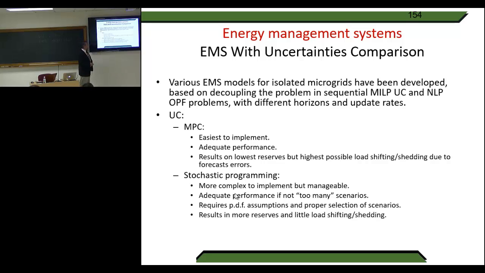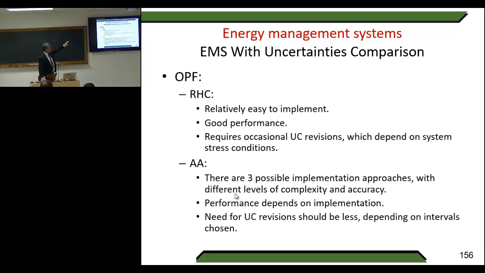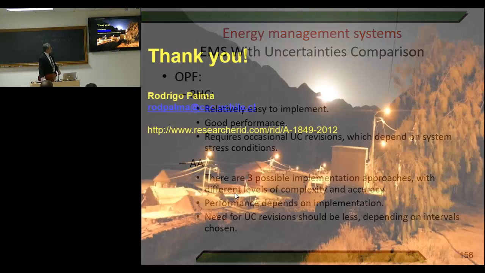If you go stochastic programming, it is more complex to implement but manageable. Adequate performance, if not too many scenarios, requires these probability density functions, assumptions, and proper selection of scenarios, and results in more reserves and little load shifting and shedding. So it seems to be more robust in this sense. And you will see here robust optimization and affine arithmetic with similar conclusions. So at least you have a first reference of where to move with the different approaches. The same for the optimal power flow, part of the EMS, evaluated for affine arithmetic and also for this robust optimization.